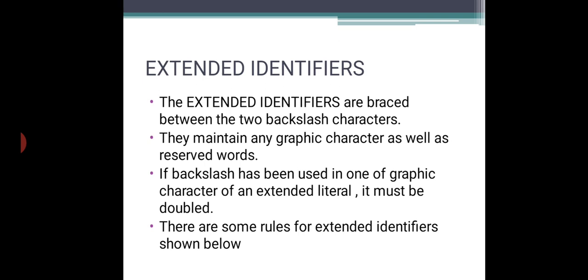Coming to extended identifiers. The extended identifiers are enclosed between two backslash characters. In between those two backslash characters, they can represent reserved words as well as graphic characters. If a backslash is used as one of the graphic characters of an extended identifier, it must be doubled.